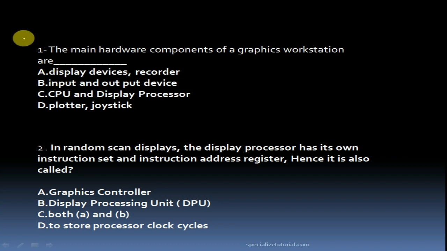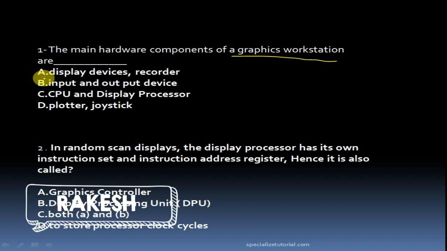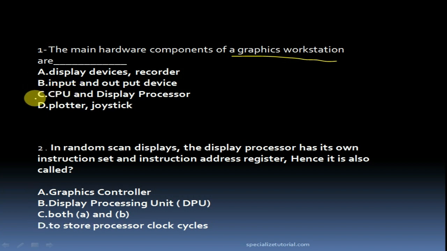Question number 1: the main hardware component of a graphic workstation. The options are: display device recorder, input and output device, CPU and display processor, and plotter and joysticks. The main hardware components of a graphic workstation are the CPU and display processor. Now move on to question number 2.